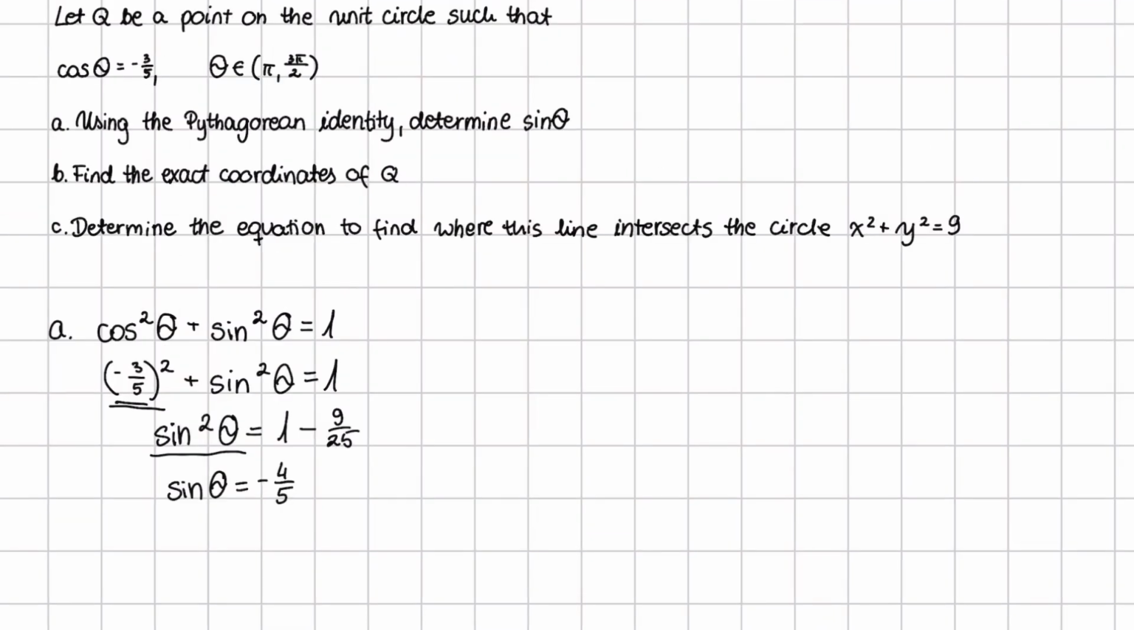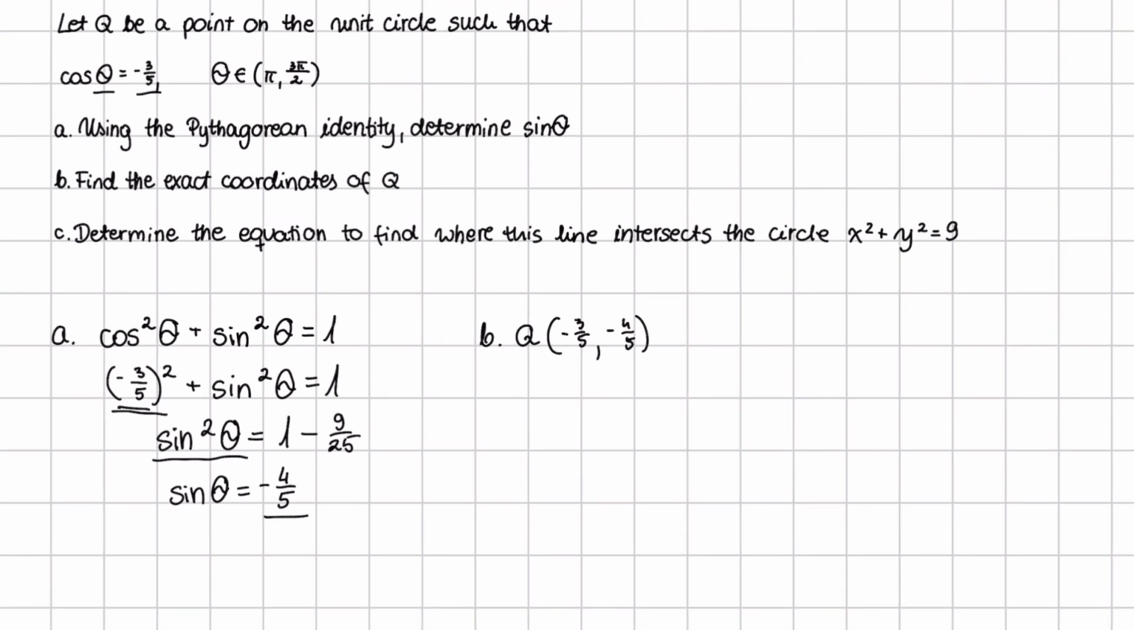B. Find the exact coordinates of Q. So because our point Q lies on the unit circle, our first coordinate is cosine of the angle, and the second one is sine of the same angle. So in here we are not given an angle, however we know that cosine of this angle is negative 3 over 5, and sine of the same angle is negative 4 over 5. So these are our coordinates.